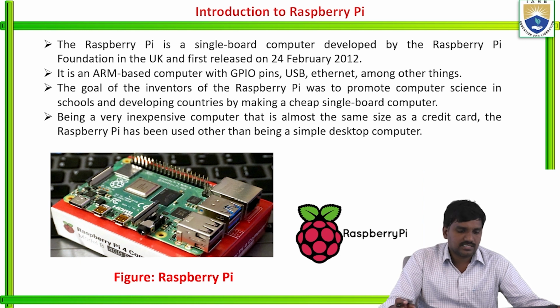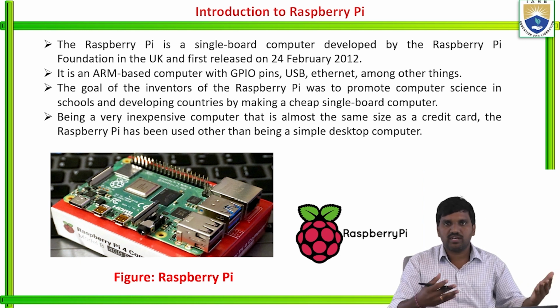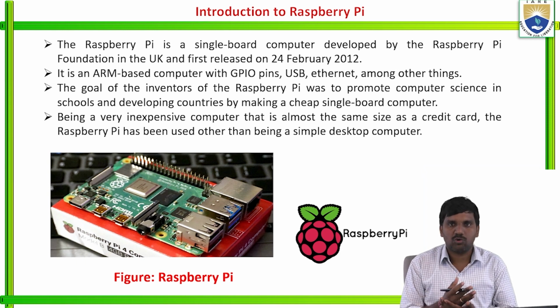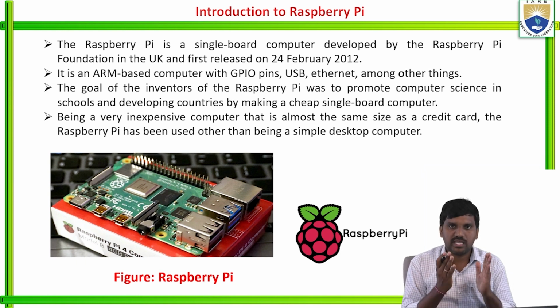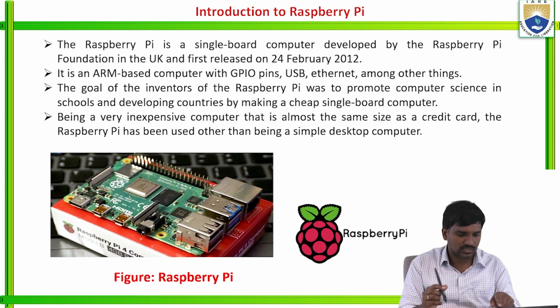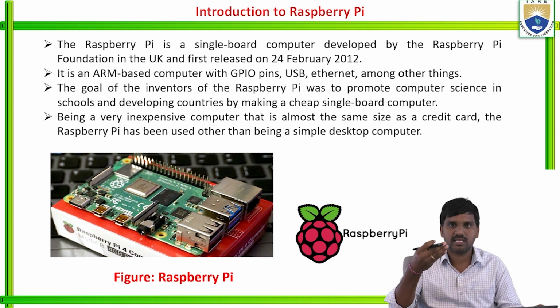Here, this is a single computer board. For example, if you have a personal computer, the same kind of features that a personal computer has, the Raspberry Pi board also has. It looks like an ATM card size, as shown in the figure, but it has so many features as a microcontroller. So it is one of the microcontrollers.